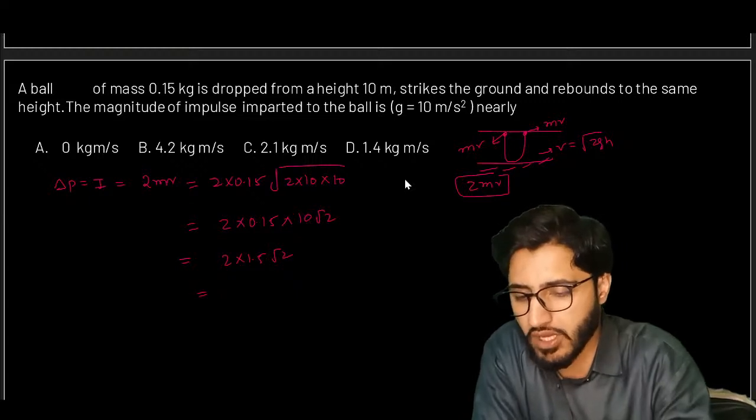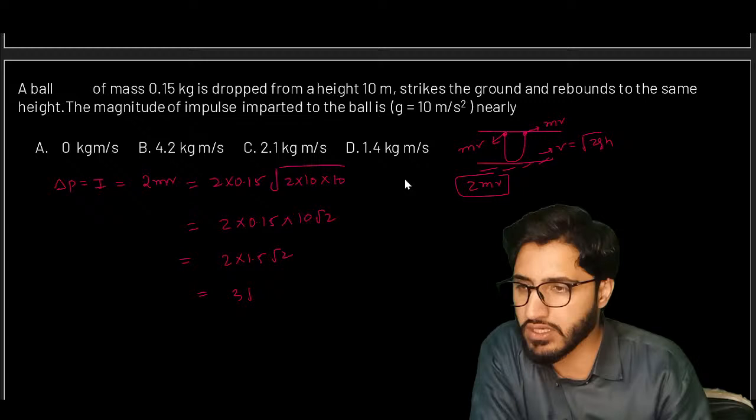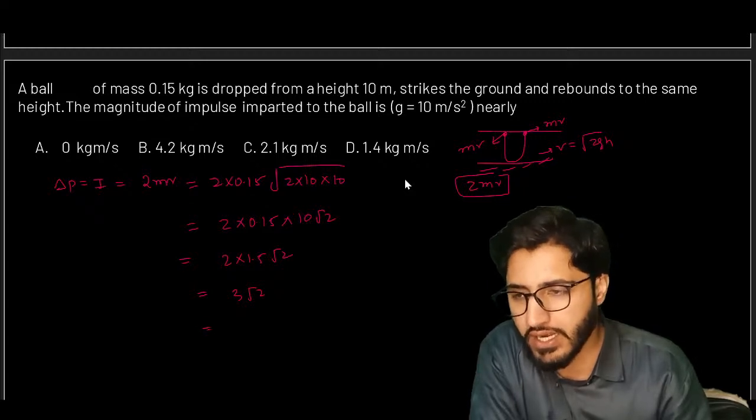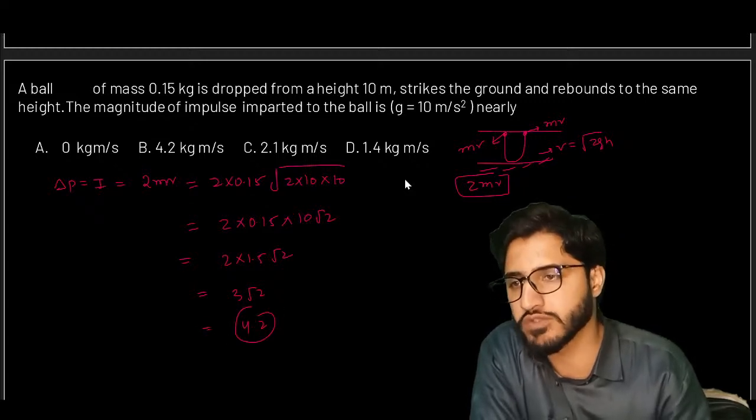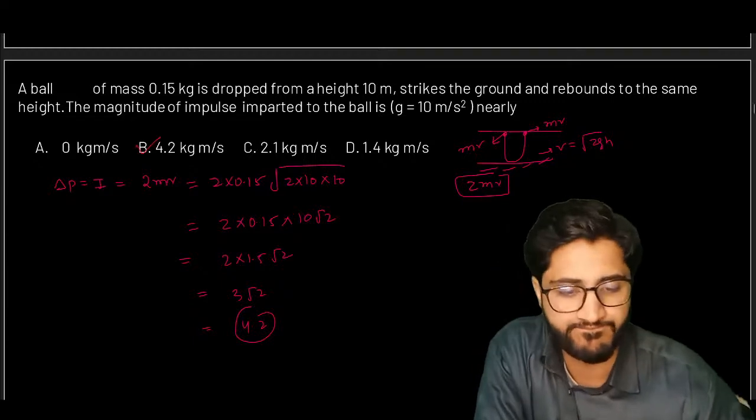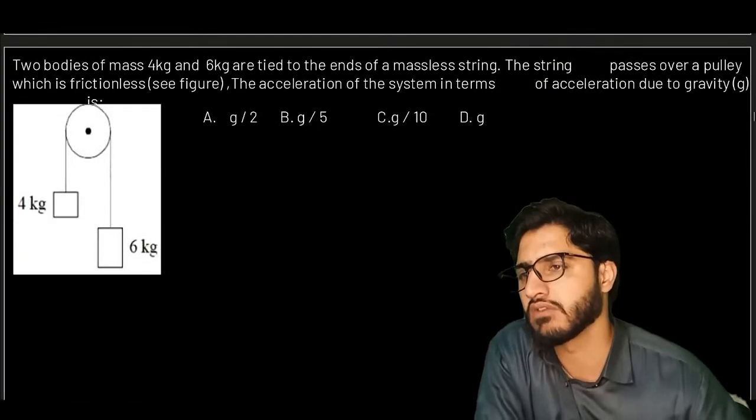So what will be now my answer? That will be 3 under root 2. So can I write it 4.2 now? 4.2 is my answer. Option number B. Easy. One more.